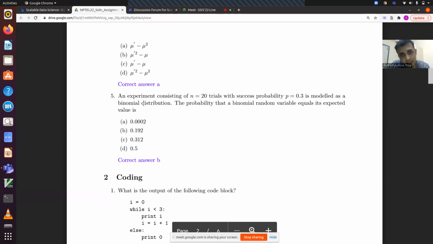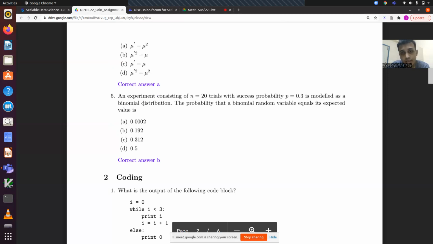X is an experiment consisting of n equals 20 trials with success probability 0.3, modeled as a binomial distribution. Okay. So this is the formula, right? Can you tell me the formula for binomial distribution? So what is P of n comma k? Let's say there are n trials and k successes. nCk times p to the power of k times 1 minus p to the power of n minus k.